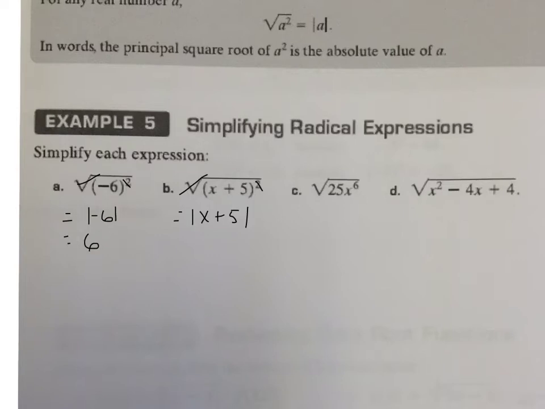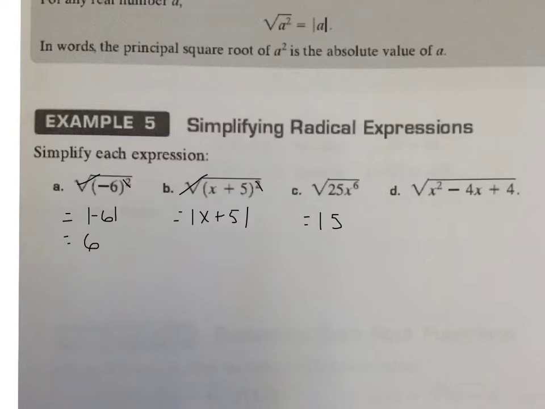Let's look at C. You've got the square root of 25x to the 6th. Now you have a 6th power we've got to deal with, and a number that we can take the square root of. So we're not just canceling out a square root with a squared, and we've got to figure out how to take the square root of these things. The square root of 25, everybody knows, is 5. So we have that. Now, how do we deal with the x to the 6th?